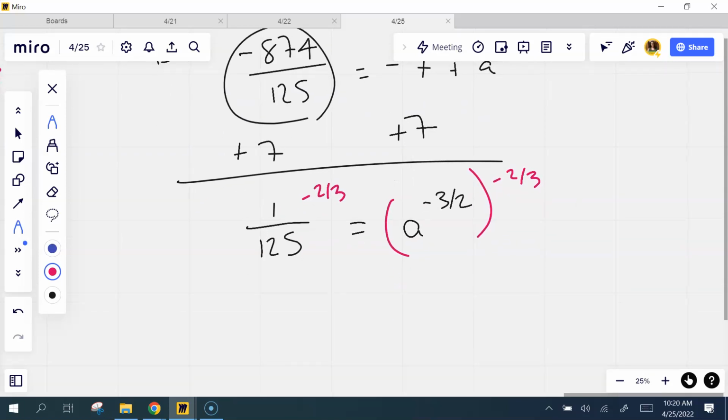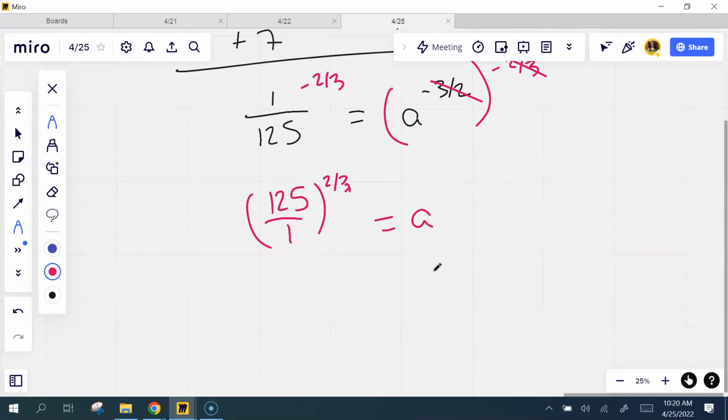So that means the negative makes it flip. So really, this is the same thing as 125 over 1 to the positive 2/3, which is nice because this means the third root of 125. That's got to be like 5. You're exactly right. And then 5 to the second power is on fire.